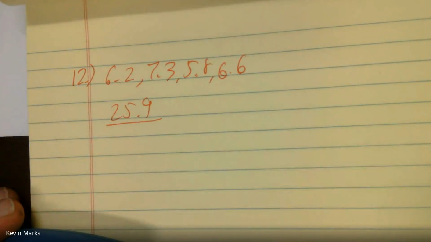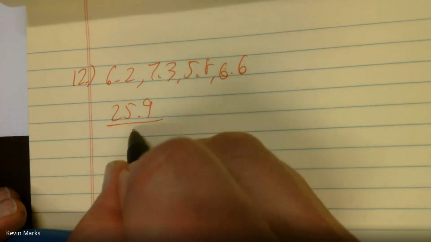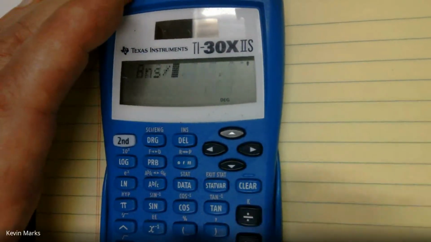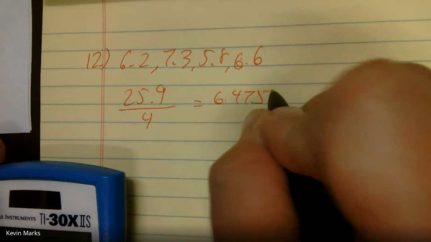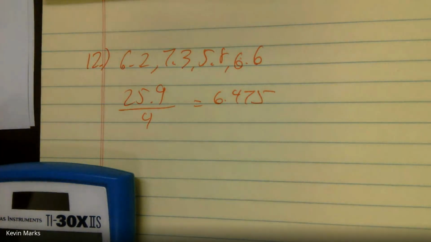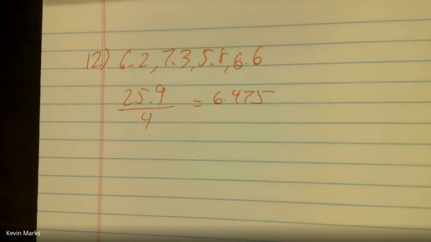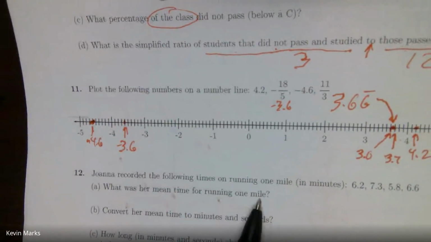All right, so that's what they all added up to, and there are 1, 2, 3, 4 different numbers here. So if you take that sum and divide by 4, it's going to give you 6.475, right? Okay. So there's her mean time. Okay, but wait a minute.